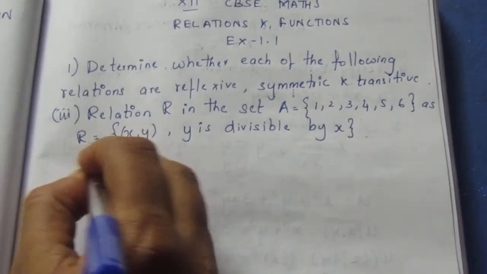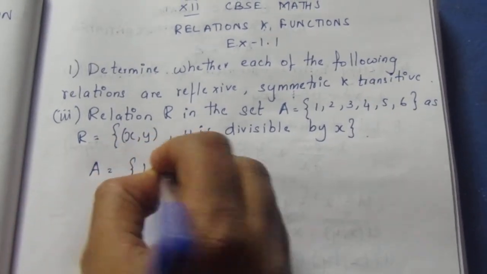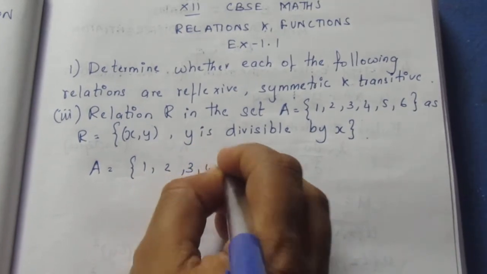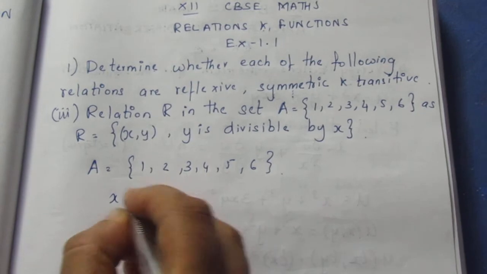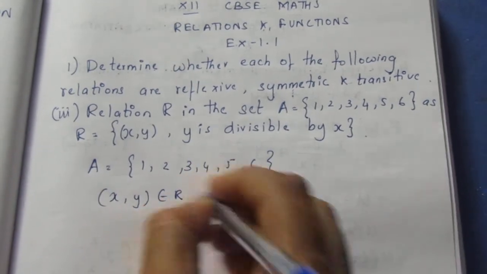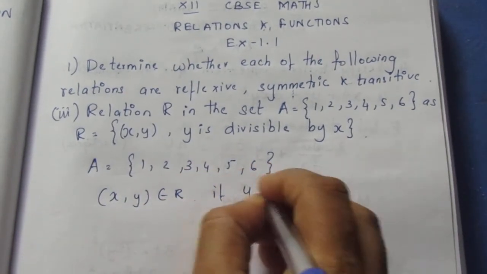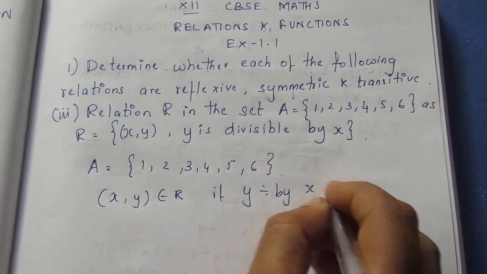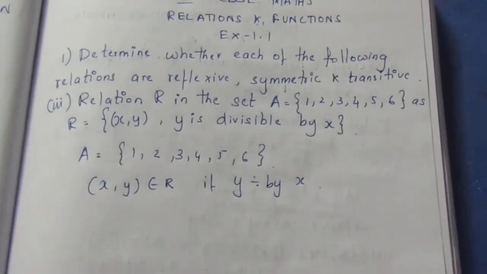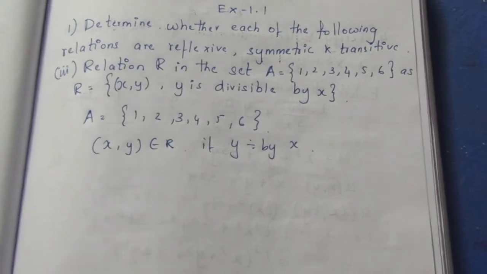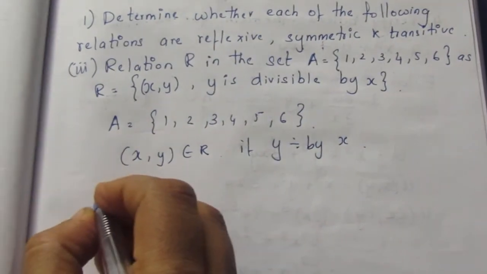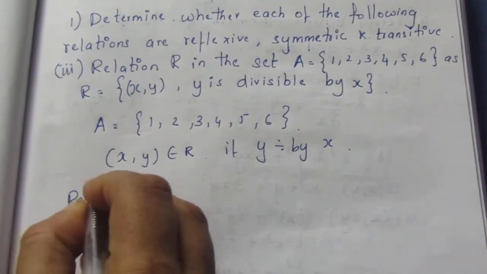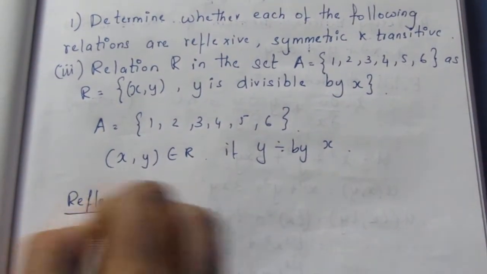So given is A is equal to {1, 2, 3, 4, 5 and 6} and (x, y) belongs to R if y is divisible by x. Now we will go to reflexive. First we will prove reflexive.